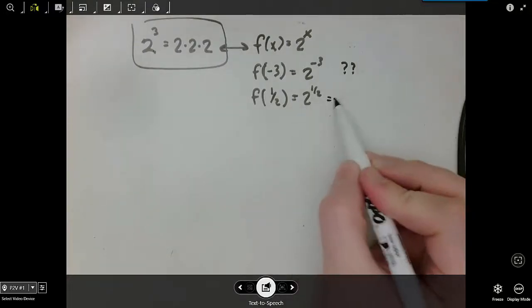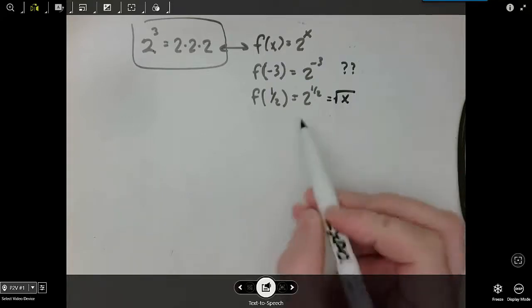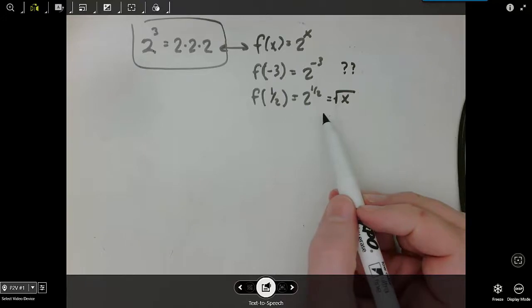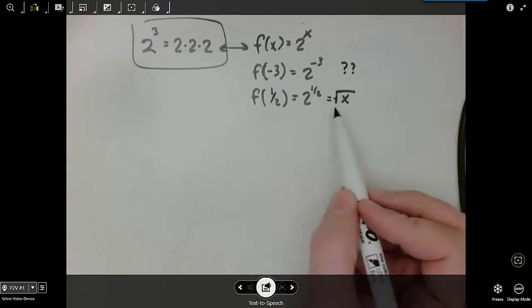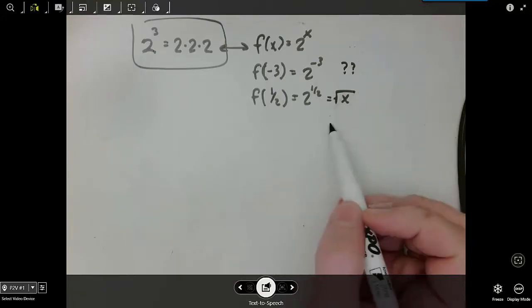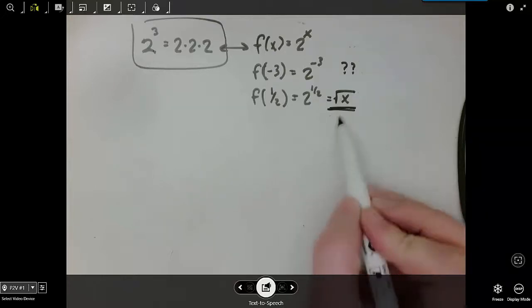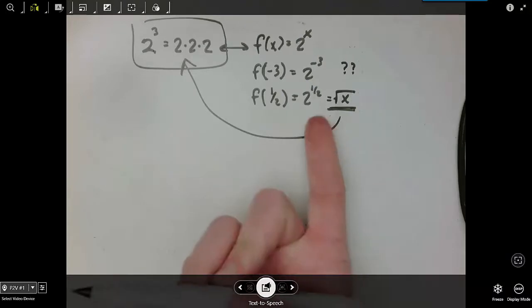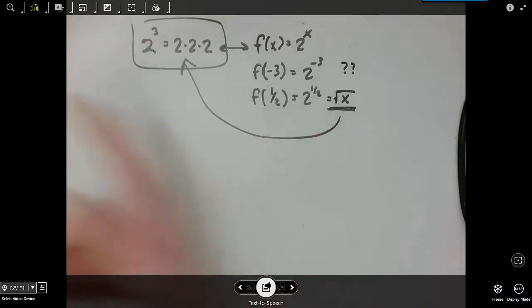You might have memorized at some point, or someone told you, that this is the same thing as the square root of x, but that doesn't really explain very much. Like, why would it make sense that this should be the square root of x? And how does that idea connect to this idea over here? Like, is it just some random math fact, or is there some kind of connection there? So that's what this video is going to be about.